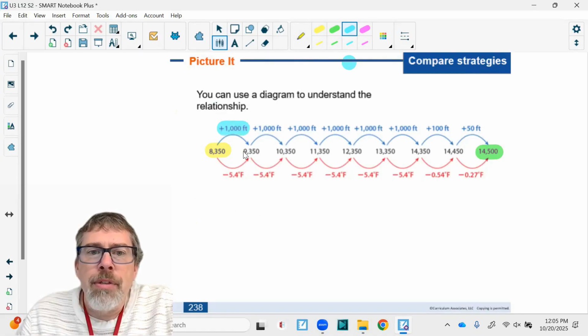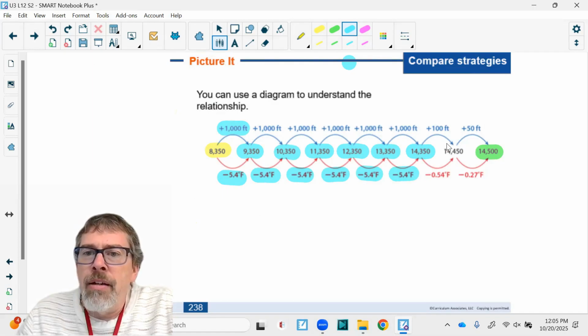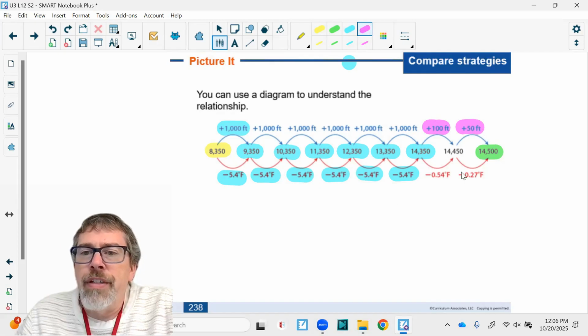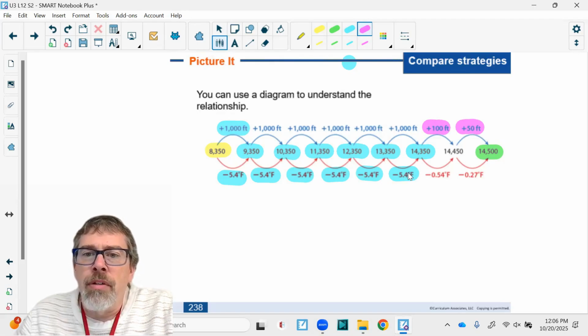we increased 1,000. That is negative 5.4. Increase another 1,000. That's another 5.4 degrees drop. Increase another 1,000. That's another 5.4 degree drop. Increase 1,000, another 5.4 degree drop. You get the idea? Okay. And then last time right here, but then notice what's happening. Then we're only addressing the last 100 and last 50 feet separately. So this model here is going to show us all of the changes.